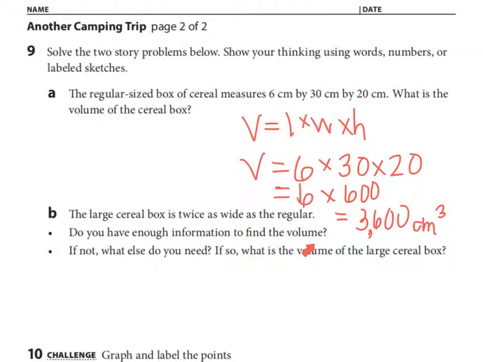We can decide that the width is 40 because I know that it's twice as wide. But we don't know the depth and the height of the large box, and so that's what I need to know. I need to know the depth and the height, or we can say the length and the height.